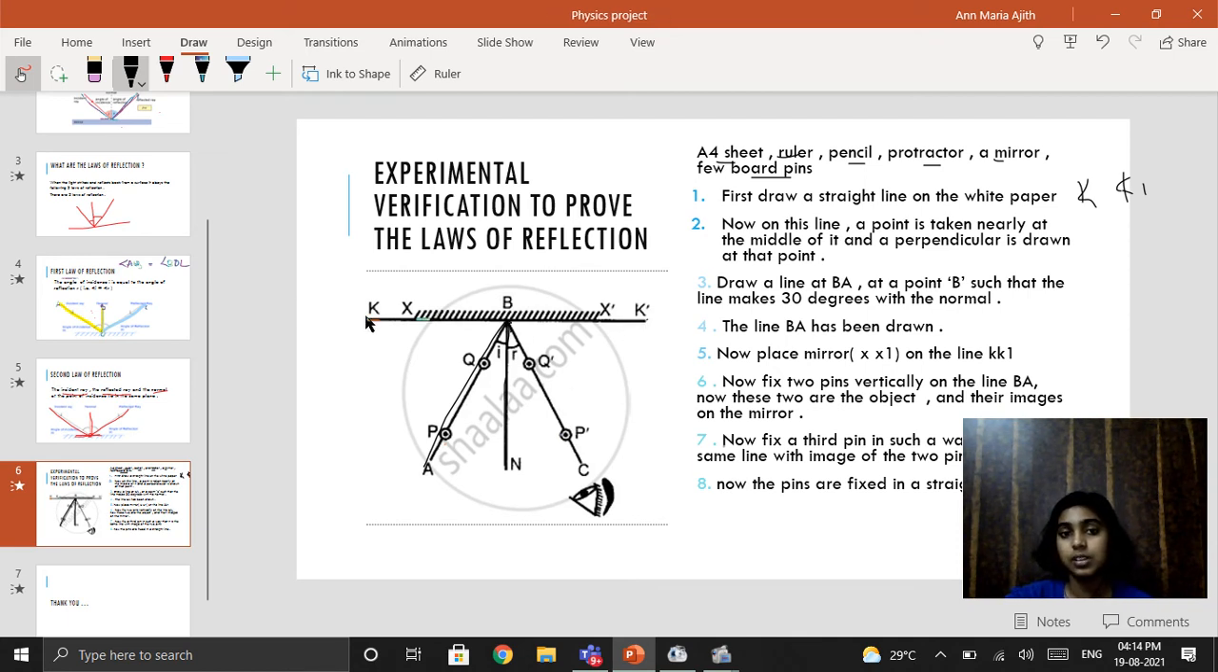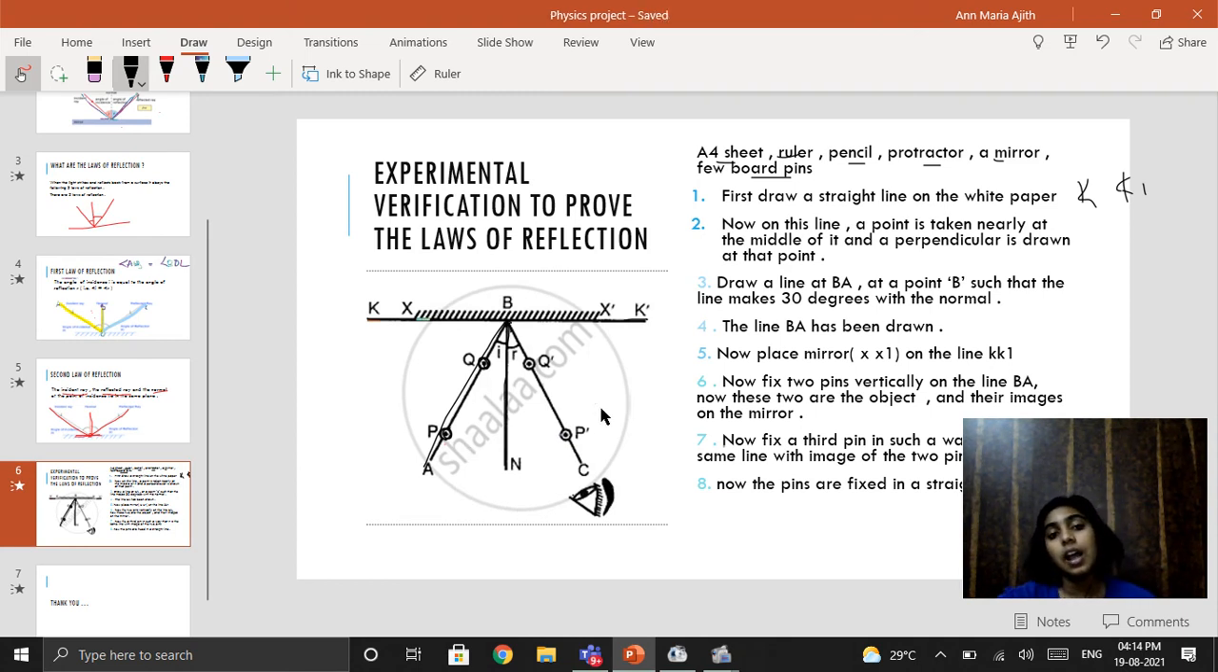Over here, this is the line which I have drawn, KK1. On my line KK1, I am placing a mirror, and that mirror is XX1. So I am naming that mirror as XX1. This is my mirror and I am placing it on the line KK1. And then I am putting two pins on the line BA vertically. So I am attaching two pins vertically on my line BA.